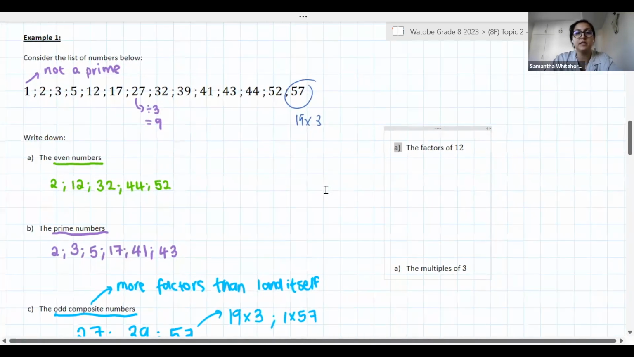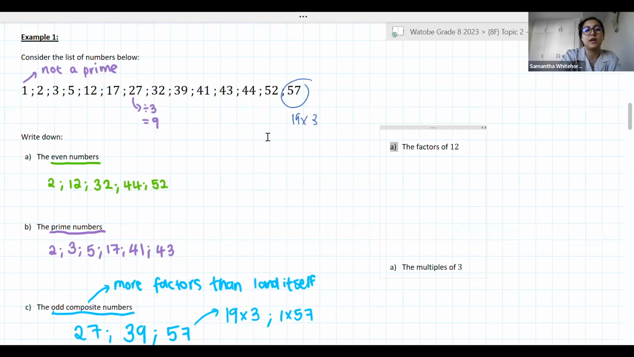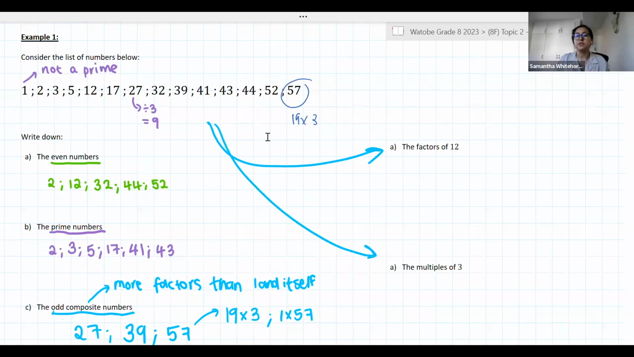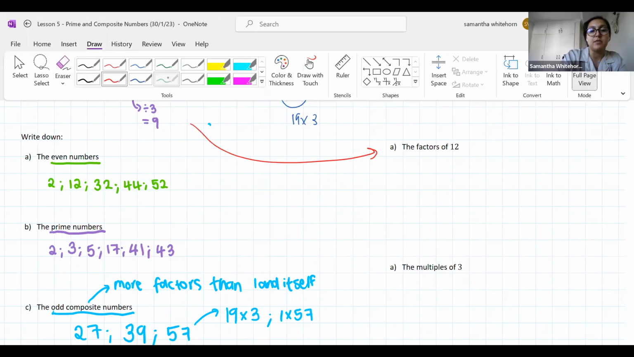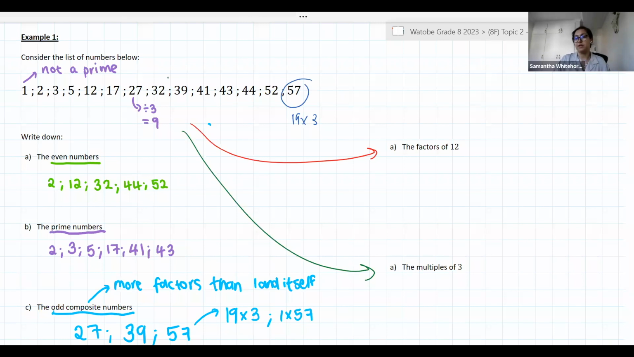So from the same list, I now want you to try by yourselves the factors of 12 and the multiples of 3. Now remember, we have spoken about factors and multiples. So think back to what we spoke about on Wednesday when we spoke about factors and multiples. And from your list of numbers, I want factors of 12, and then, like I say, the multiples of 3. Think carefully. Remember, it's only from the list that I've given you there. Not all of them, just from the list.